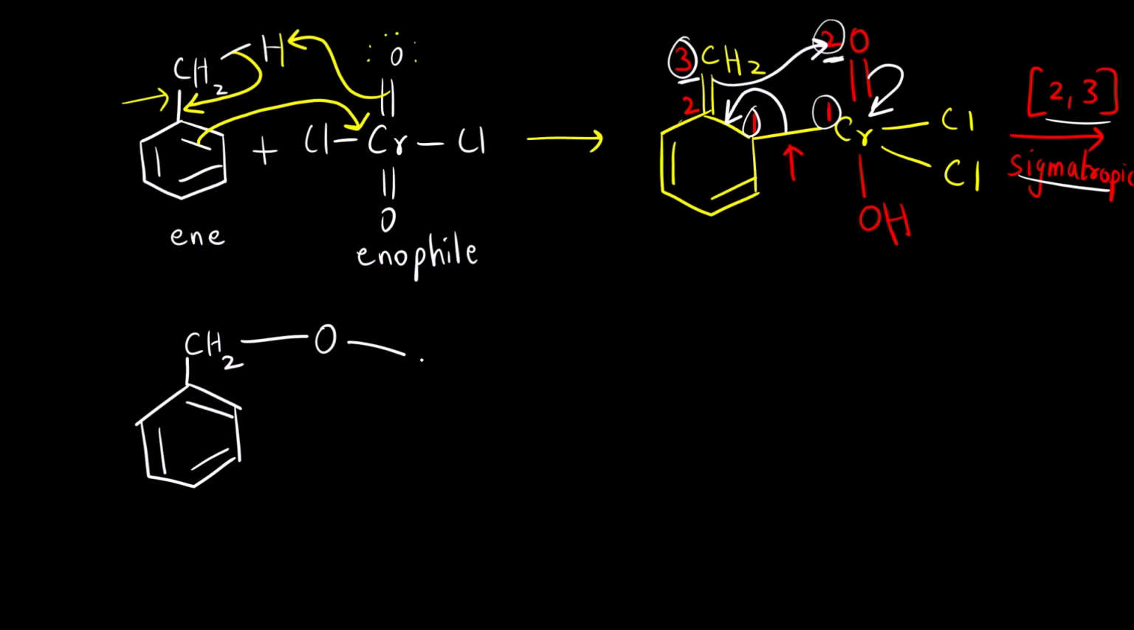Oxygen, and then we have chromium, OH, Cl, Cl. And chromium has got one lone pair. This is the intermediate stage.